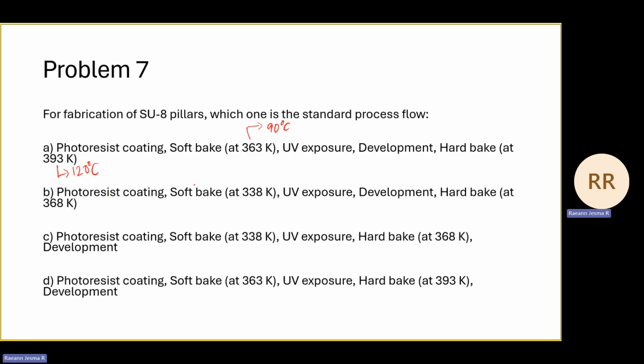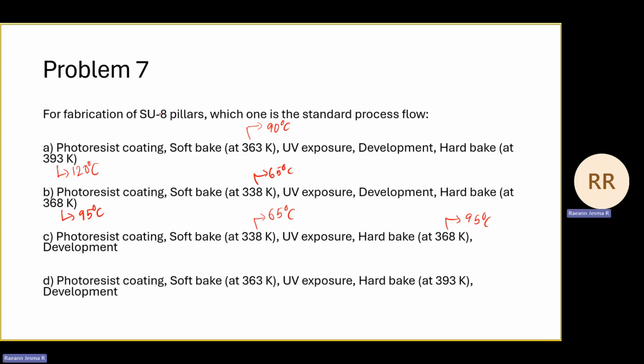Option B is photoresist coating, soft bake at 338 Kelvin. So 338 Kelvin is 65 degrees centigrade. Then it is followed by UV exposure, development, hard bake at 368 Kelvin. So 368 is 95 degrees centigrade. Option C is photoresist coating, soft bake at 338 Kelvin, UV exposure, hard bake at 368 Kelvin and development. Option D is photoresist coating, soft bake at 363 Kelvin, UV exposure, hard bake at 393 Kelvin and development.